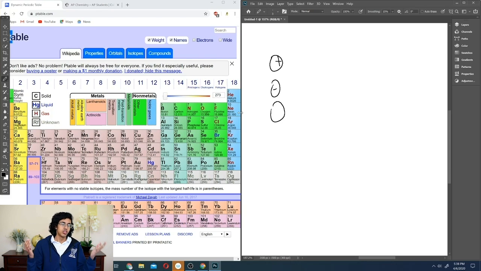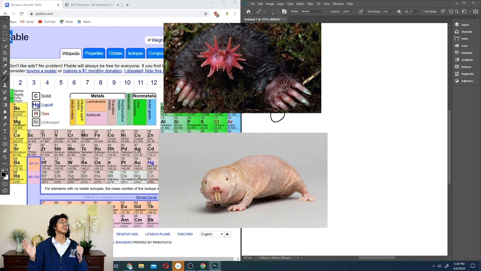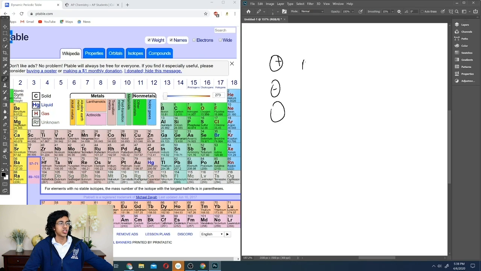What the heck is a mole? No, it's not like the beautifully cute. Well, actually, they're not really cute. Have you seen a star-nosed mole or a naked mole rat? They look disgusting.